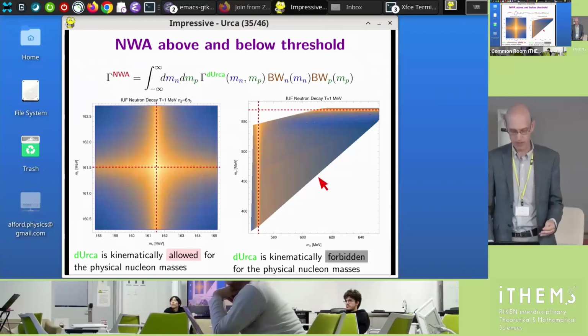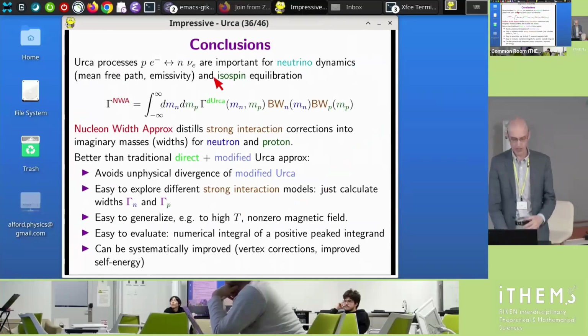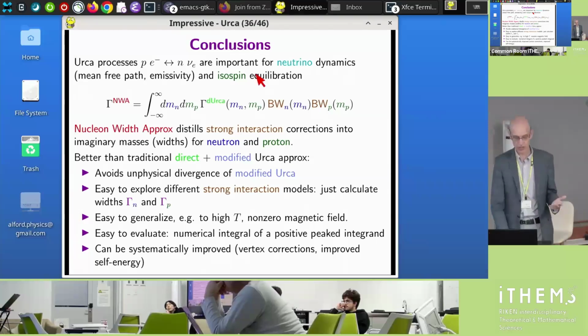Okay, so let me conclude, because it's about time for that. My conclusion is Urca processes are important. We care about neutrino dynamics. We care about isospin equilibration in supernovas, in neutron star mergers, in cooling neutron stars. We have a simple recipe for doing a better job of capturing that modified Urca contribution, pretty much just using our existing technology for the direct Urca rate. It avoids that unphysical divergence. It's easy to explore different strong interaction models. It's easy to generalize. I said these things before. It's easy to evaluate. It can be systematically improved. Okay, I think I already said all these things.